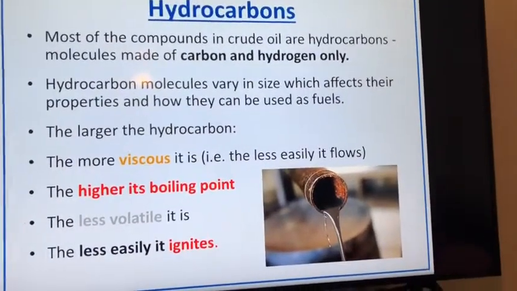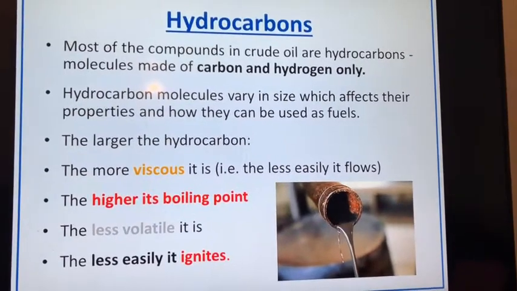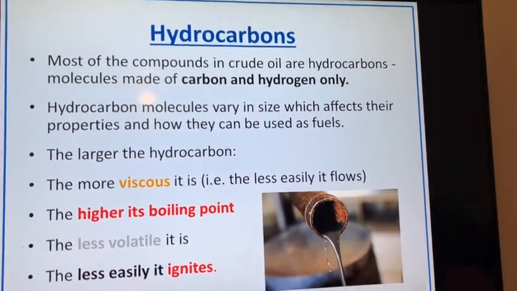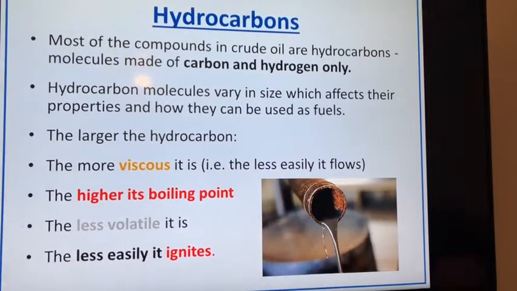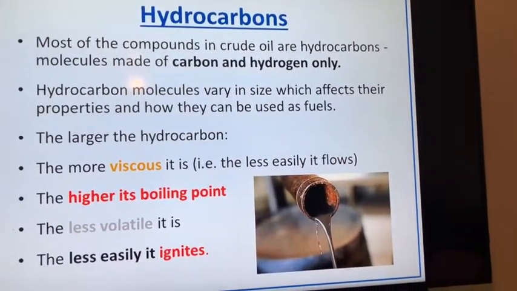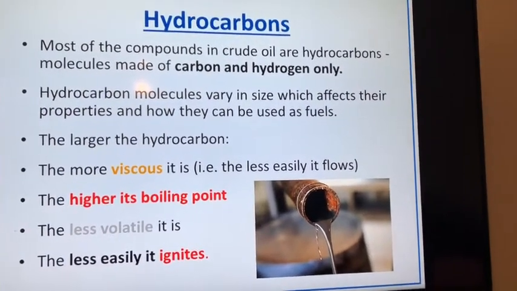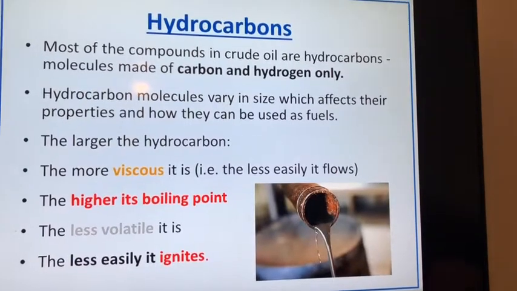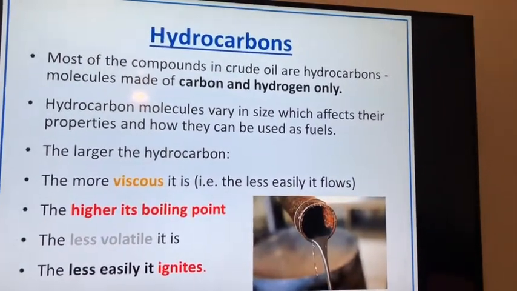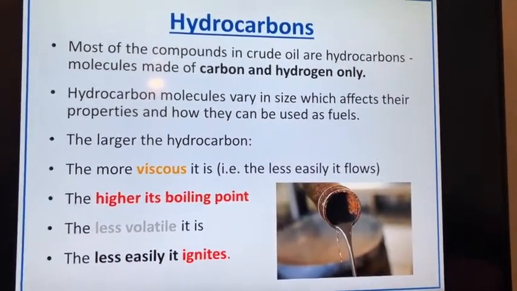So, hydrocarbons. Most crude oil is mainly made of hydrocarbons, and the definition of a hydrocarbon is a molecule that's made up of carbon and hydrogen only. They can also vary in size. Some of the larger hydrocarbons, which have longer carbon chains, tend to be more viscous, so more treacle-like. They have a higher boiling point, so the longer the chain, the higher the boiling point. They are less volatile, so they evaporate less easily and ignite less easily. So the longer chains are not as desirable as shorter chains because they're not as good as fuels.